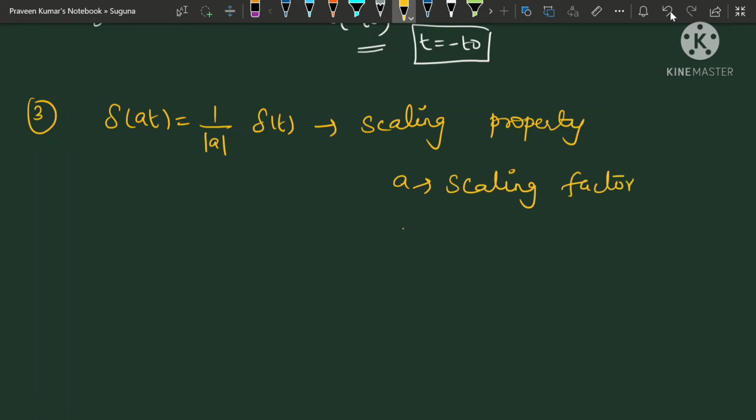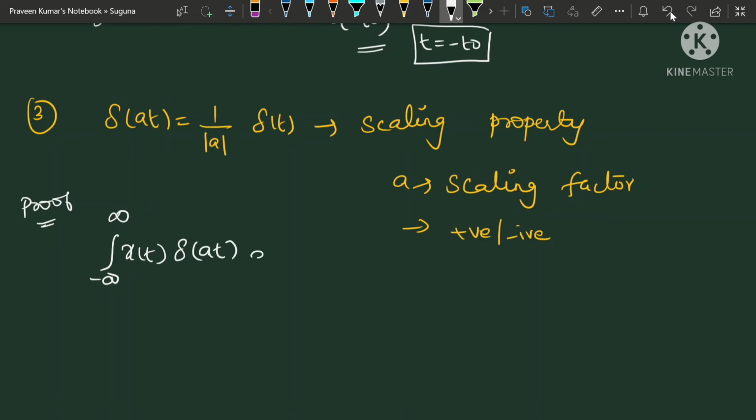It is a real number. It takes positive or negative values. So to prove this, let us take the integral from minus infinity to plus infinity of x of t delta of at dt, for t greater than 0.